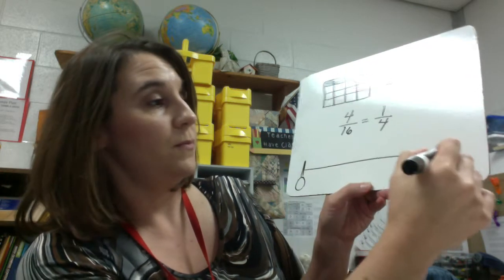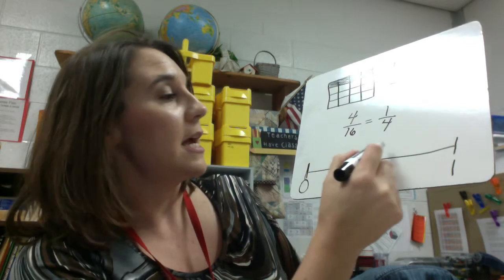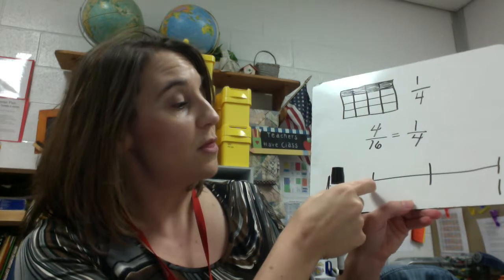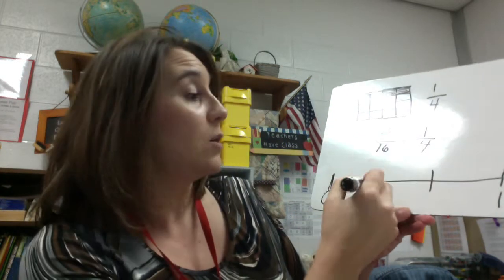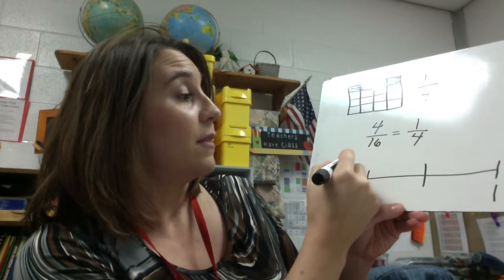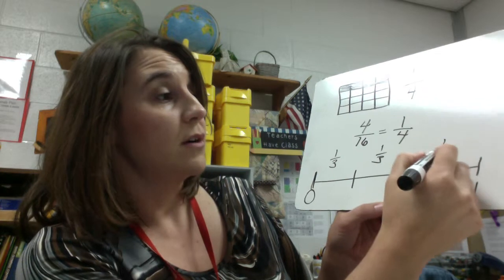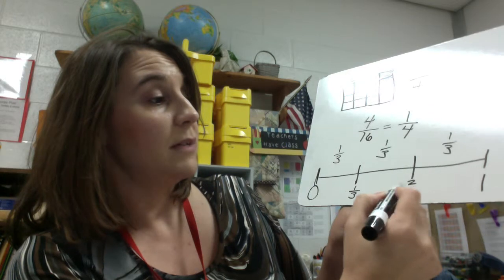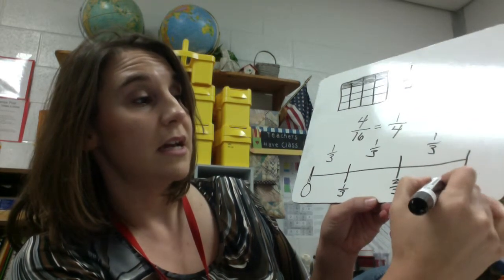Here's 0. Here's 1 whole. And I'm going to break my number line into 3 equivalent portions. So we all know that that is 1/3. Here's another third. Here's another third, right? So right here would be 1/3. This would be 2/3. And another third would put us at 3/3, which is 1 whole.